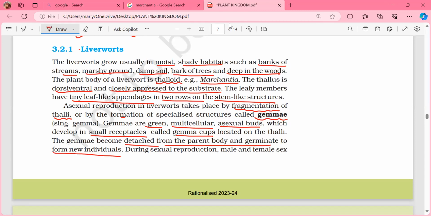Clear? Asexual reproduction of liverworts is clear? Yes. All right, very good.